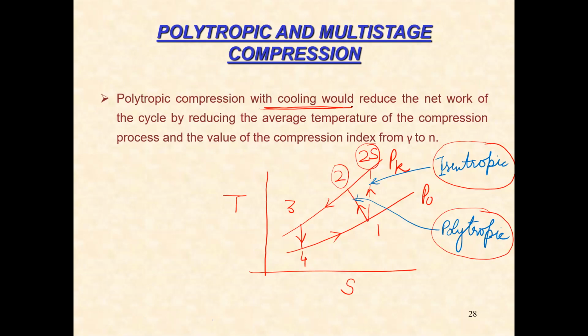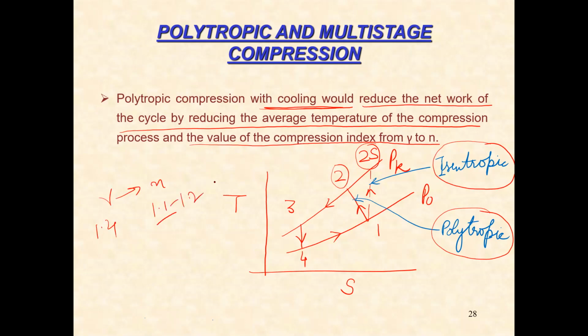If we are cooling the compressor, then we can go for a polytropic compression process, and it will help us in reducing the net work of the cycle by reducing the average temperature of the compression and the value of the compression index from gamma to n. So basically two things are happening in this particular case: gamma goes down to n. If gamma is 1.4 for air, then the value of n may be 1.1 or say 1.2. So when the value of n reduces, the work required will also reduce.